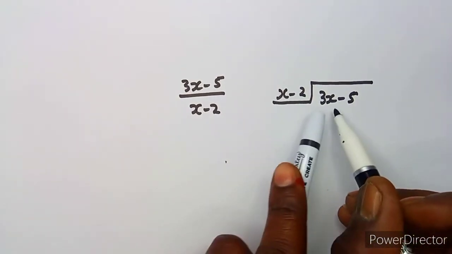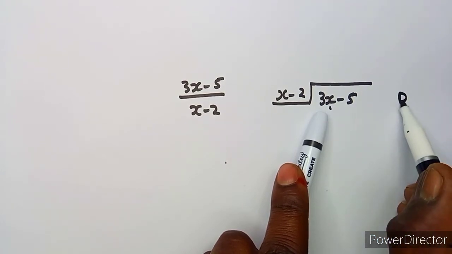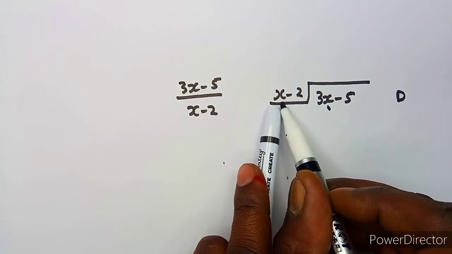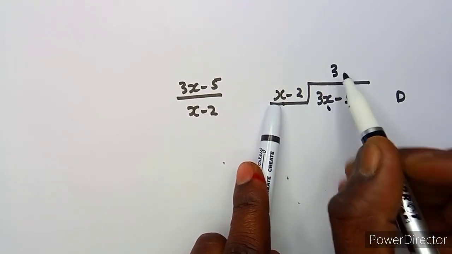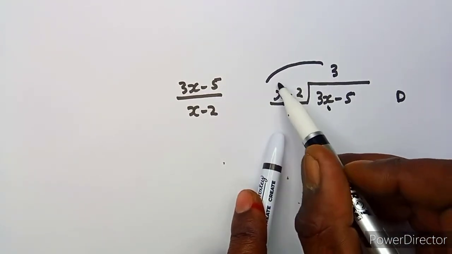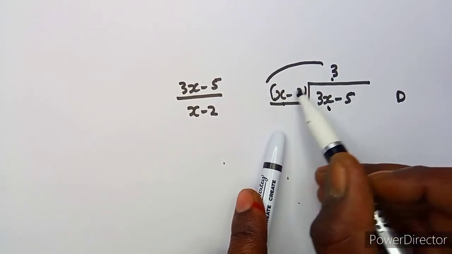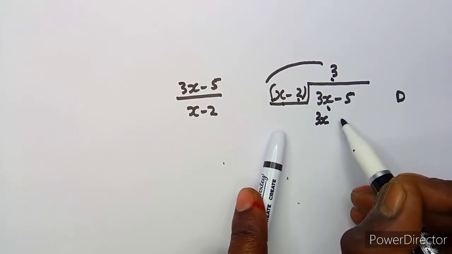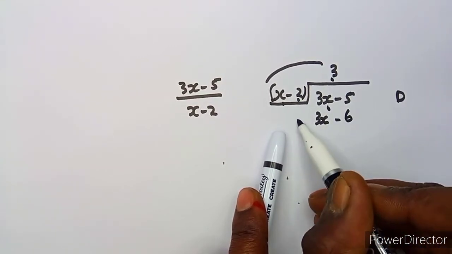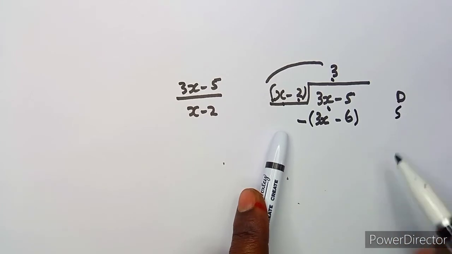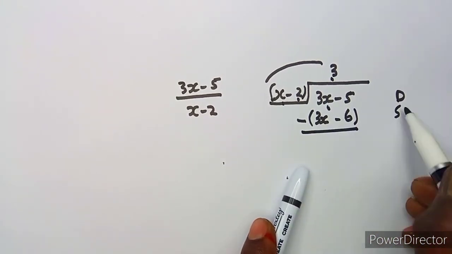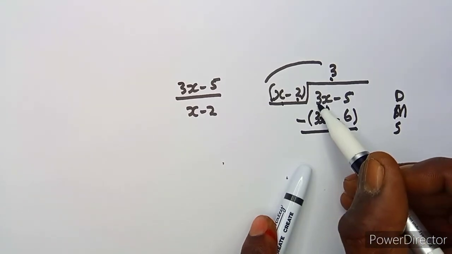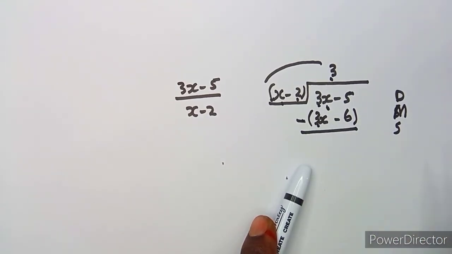I told you the first thing is to divide. So it's the first term versus the first term here. 3x divided by x, which is what? Which is 3. This 3 multiplies back each and every term. So it's 3 times x, which is 3x. 3 times minus 2, which is minus 6. So then you subtract. Divide, multiply, then subtract. Then you are going to subtract 3x minus 3x, that's a 0.